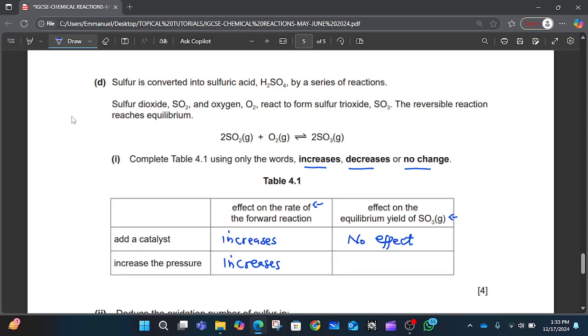But for an increase in pressure, it will favor the side with fewer gas molecules, according to Le Chatelier's principle. And it says that when the pressure is increased, the equilibrium shifts to the side with fewer gas molecules so that the pressure can reduce again. So it means that as pressure is increasing, it is going to shift the equilibrium position to the right side. And so that will increase the yield of SO3.